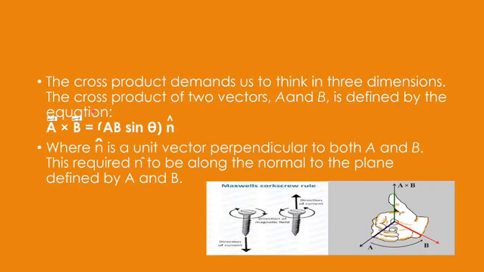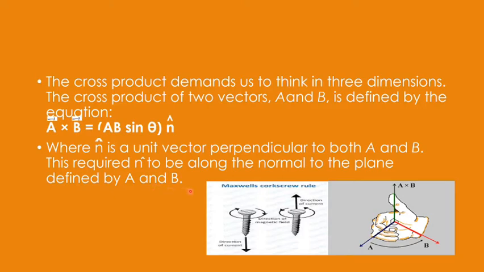So if I want to define the cross product of two vectors, I will write it as A vector cross B vector, that is equal to the magnitude of A vector into the magnitude of B vector and sine of the angle between the two given vectors. So theta is the angle between the A vector and the B vector. And n cap here is a unit vector which is perpendicular to both A and B. So the n vector is always perpendicular to the plane consisting of the A and B vectors.